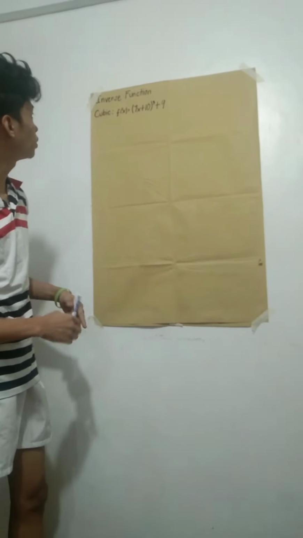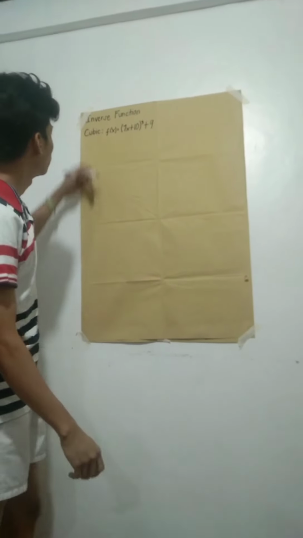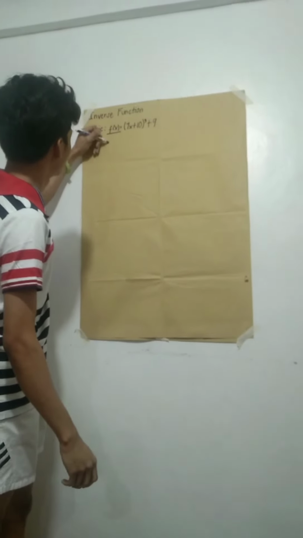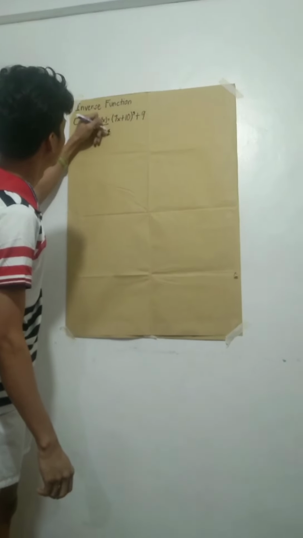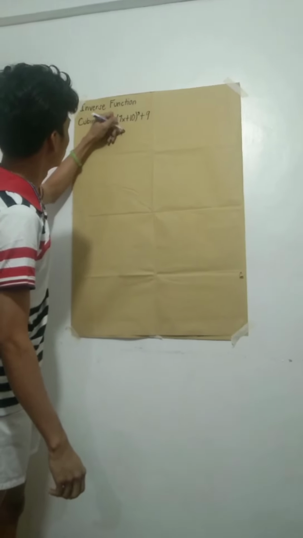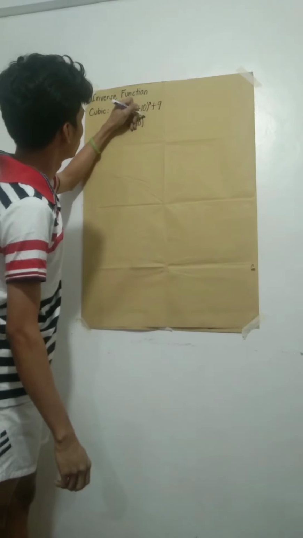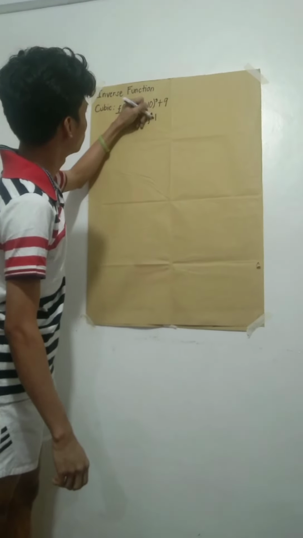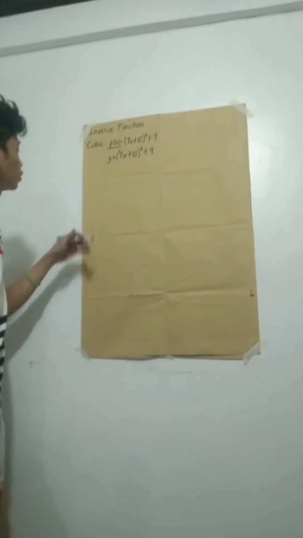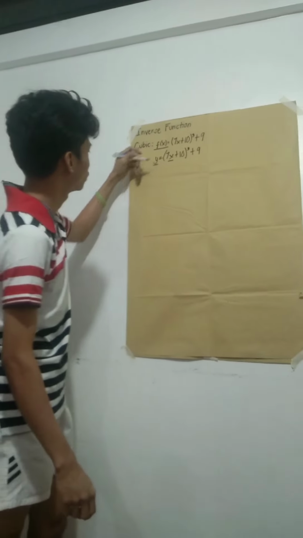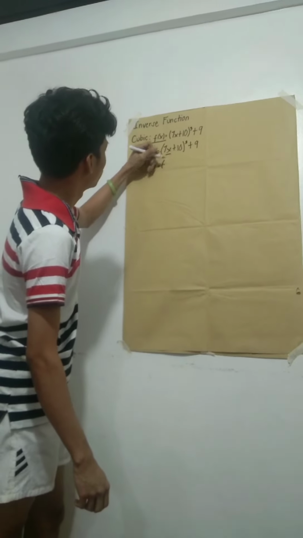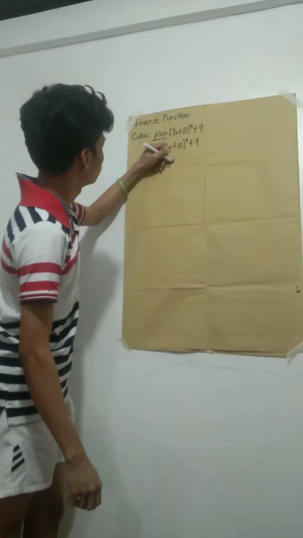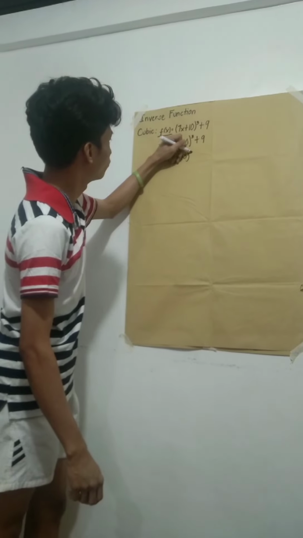Now, we're going to inverse a cubic function. Next step, we're going to change f of x into y. So that would be y equals (7x + 10) cubed plus 9. Next, we're going to interchange y and x. So that would be x equals (7y + 10) cubed plus 9.